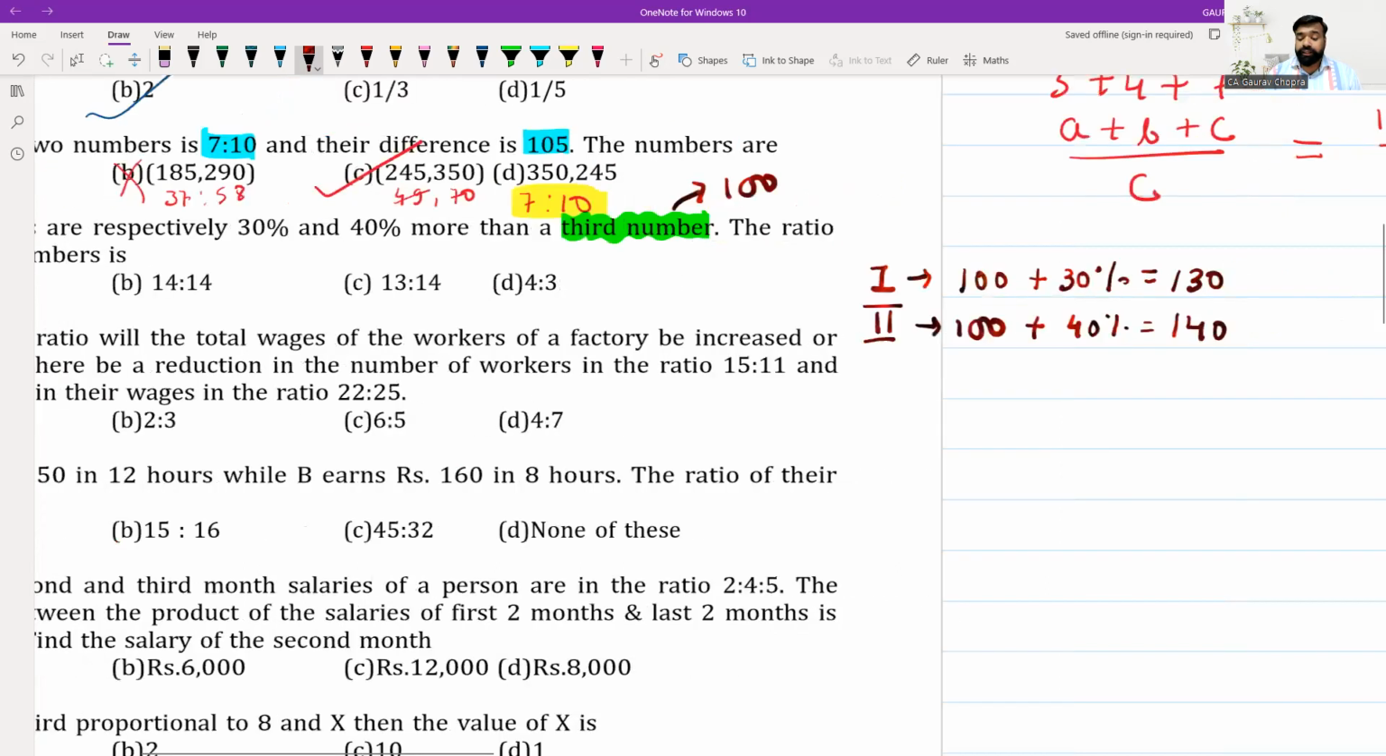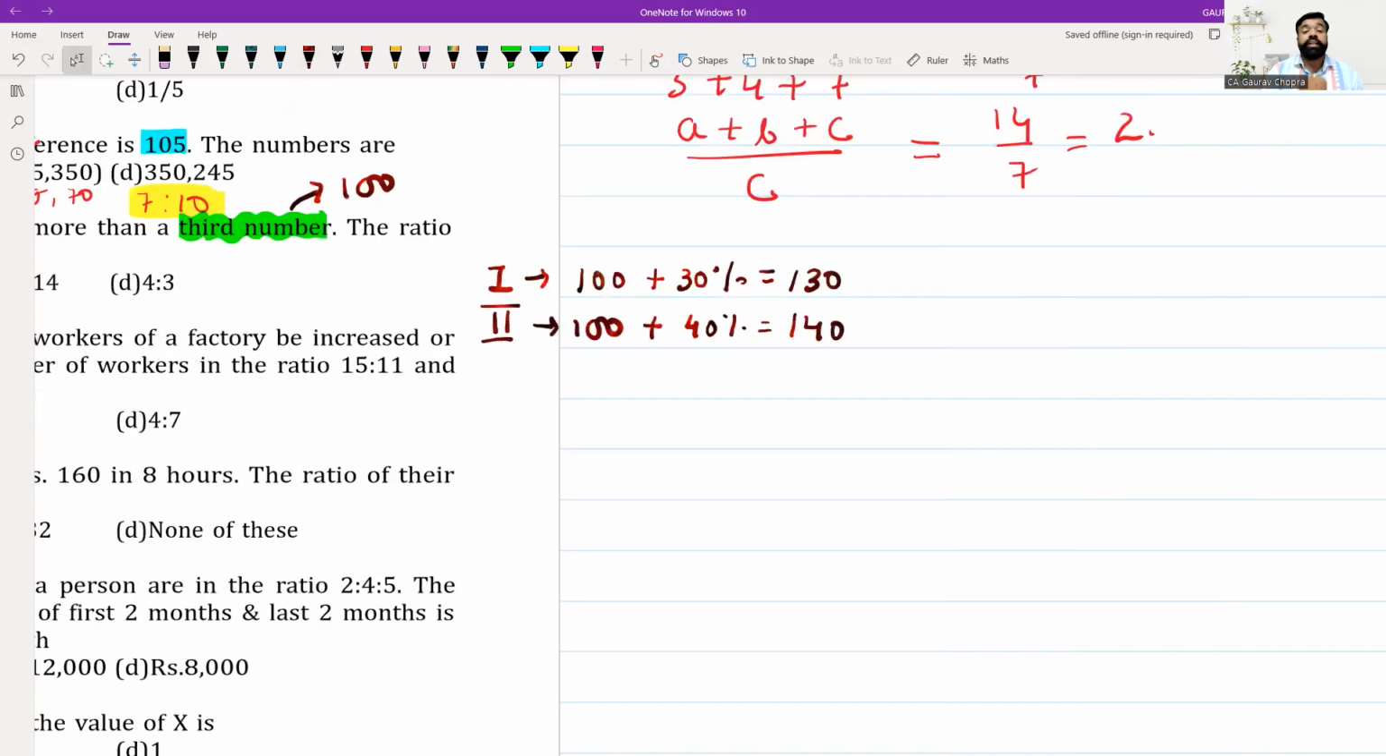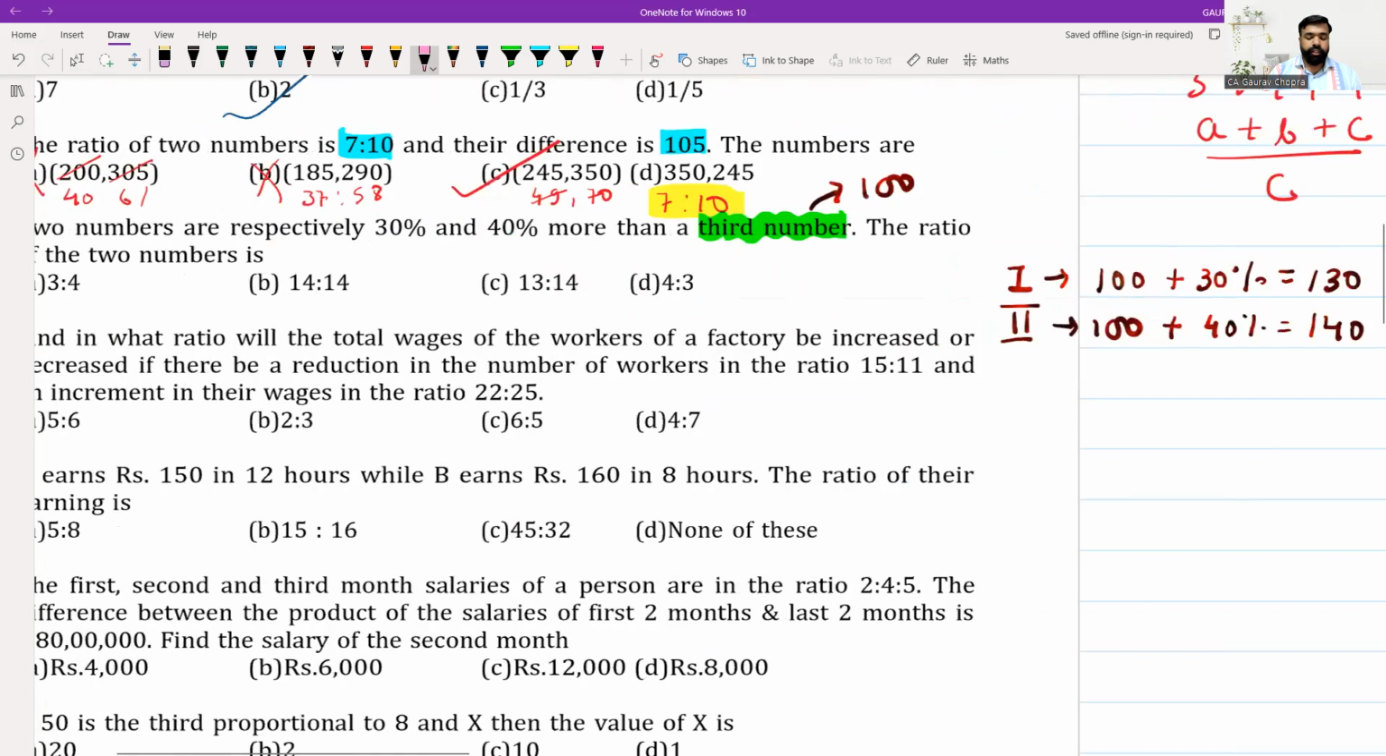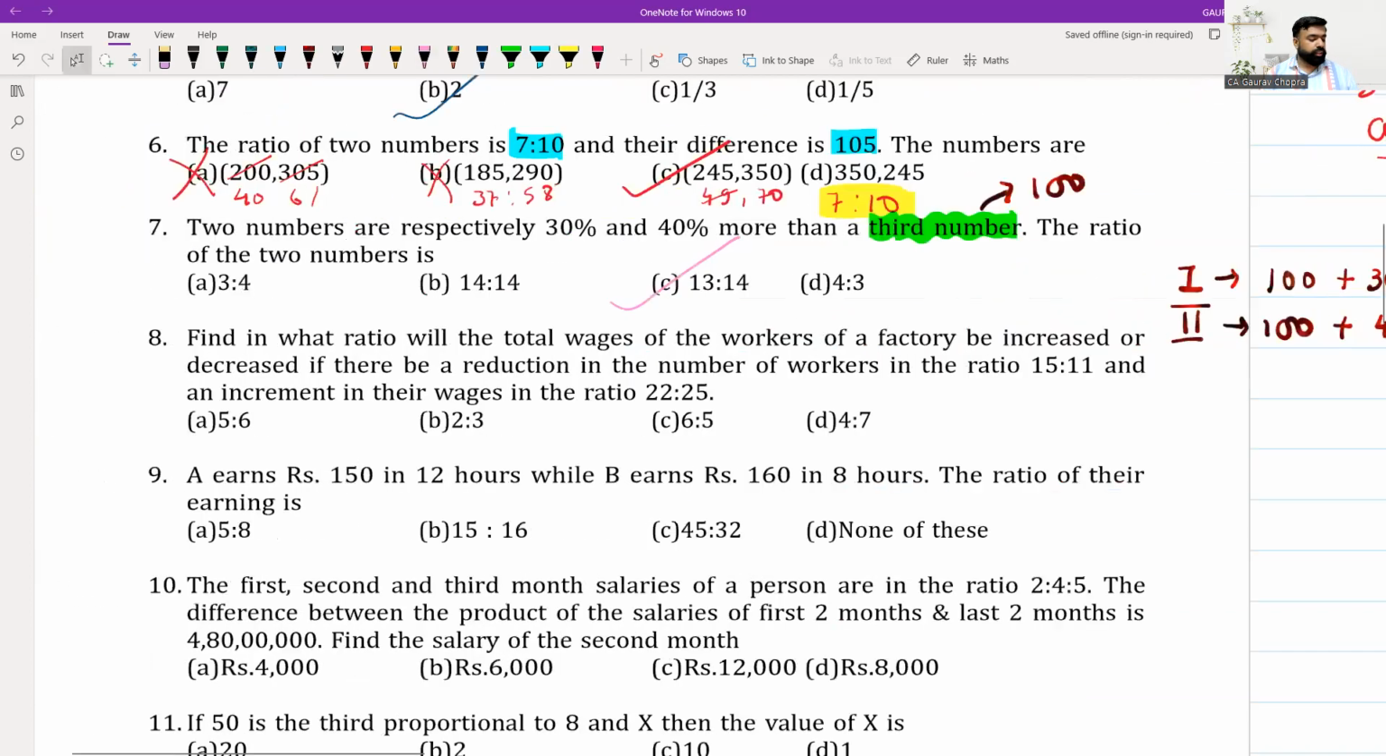Okay, now what is the requirement of the question? It says find the ratio of these two numbers. So what will be the ratio of these two numbers? You can simplify them. 0 and 0 will get cancelled. So 13 ratio 14 is your final answer. All right, that is option number C. This is question number 7.